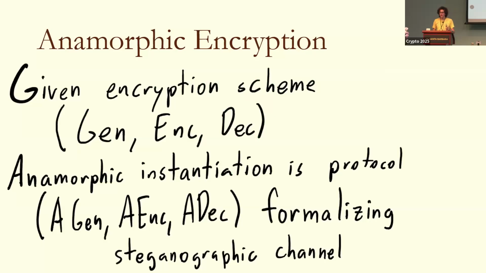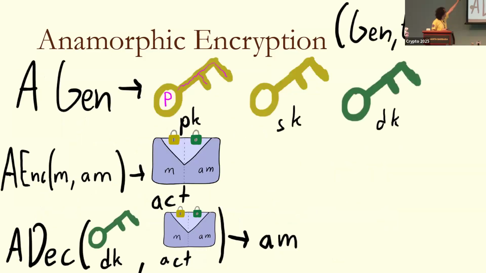This was formalized in a work by Persiano, Phan, and Yung as something called anamorphic encryption. Given any encryption scheme, so Gen, Enc, Dec, an anamorphic instantiation of that scheme is three protocols, anamorphic Gen, anamorphic Enc, and anamorphic Dec, which formalize this steganographic channel. In particular, anamorphic Gen will act just like a normal Gen and produce a public key and a secret key that look honest. But at the same time, it will also produce a private doubling key, which will be used to instantiate the channel.